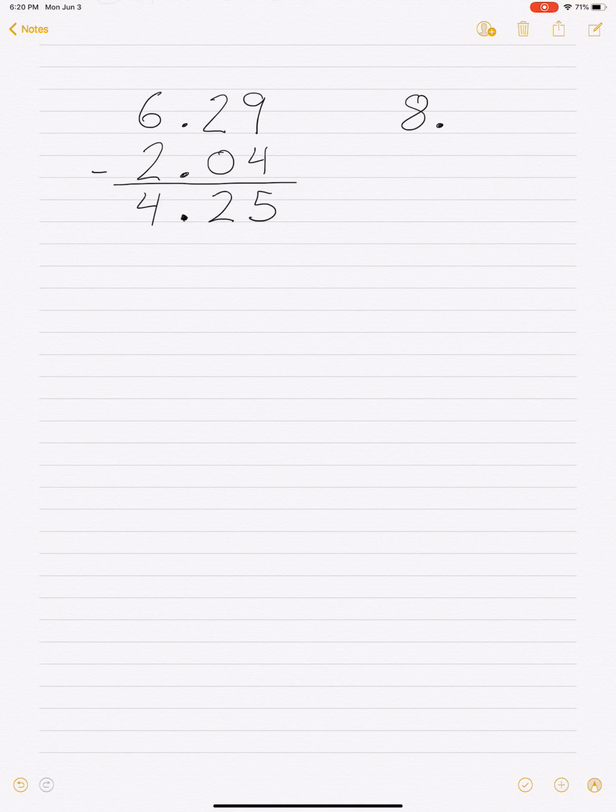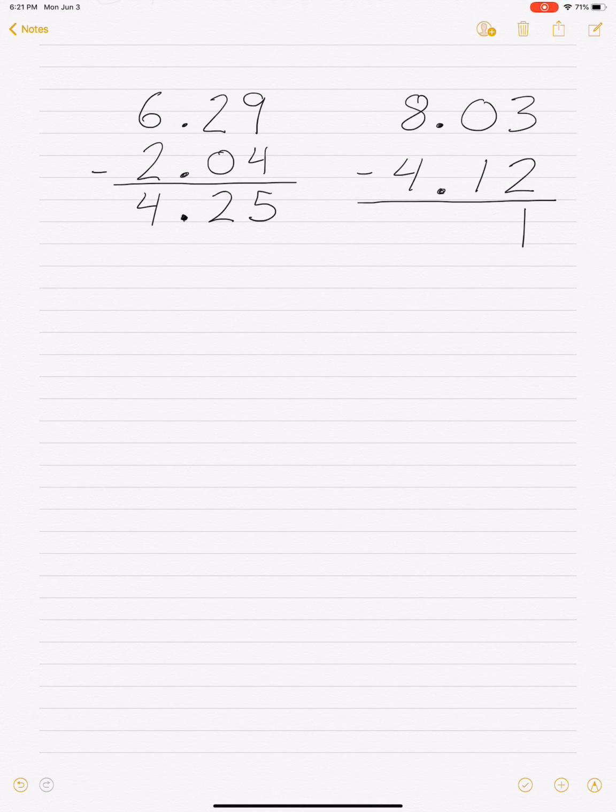8 and 3 hundredths minus 4 and 12 hundredths. So starting with our ones, 3 minus 2 is 1. Now we have 0 minus 1. Some students like to do 1 minus 0. However, that would be incorrect. You must subtract the bottom number from the top number. So 0 minus 1, we know we can't do that, but we have to do it somehow. So we're going to regroup.